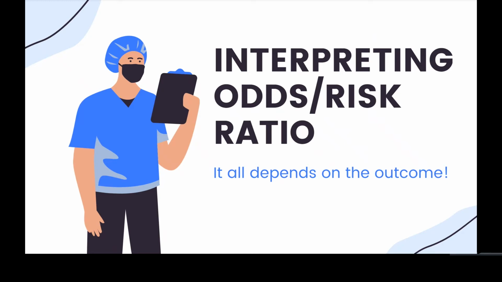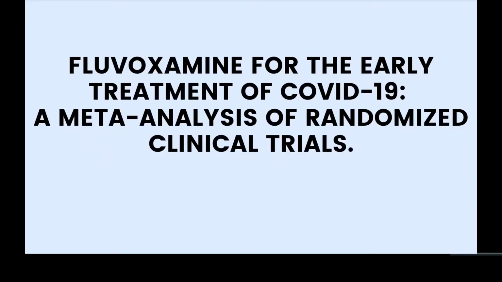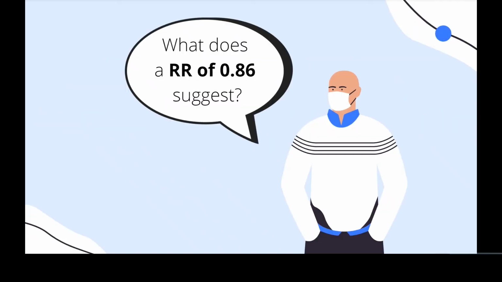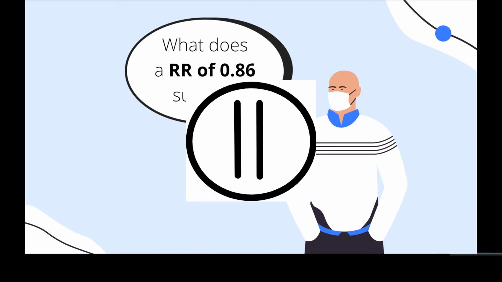Let's apply what we know to a real-life example from a 2022 paper on fluvoxamine versus placebo for the early treatment of COVID-19. The outcomes of interest are reducing clinical deterioration and hospitalization. Fluvoxamine is the intervention group and the comparison group is the placebo. The risk ratio has been given as 0.86. So what does this suggest to us? You may like to pause the video here and have a think about what the answer may be.